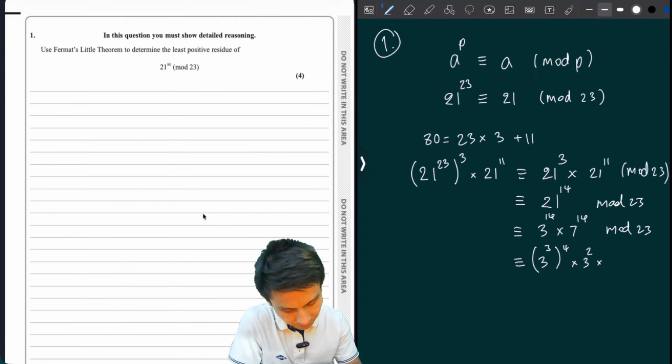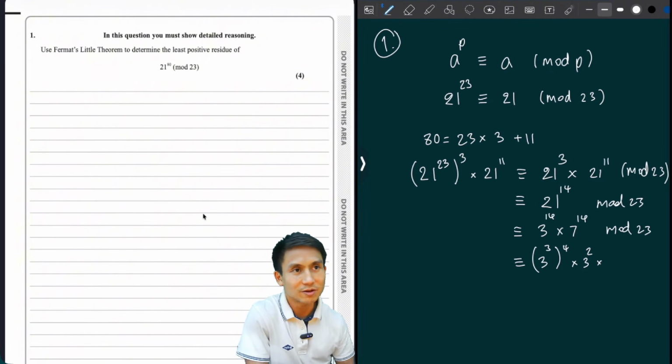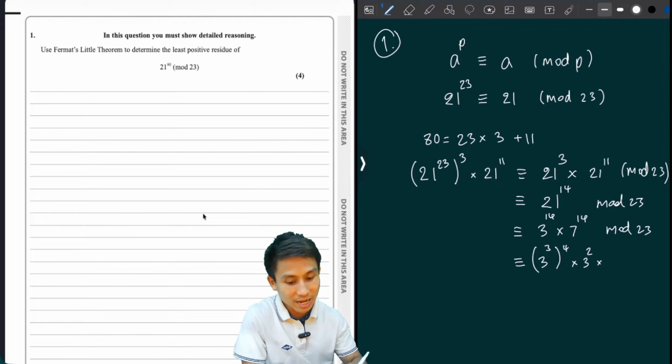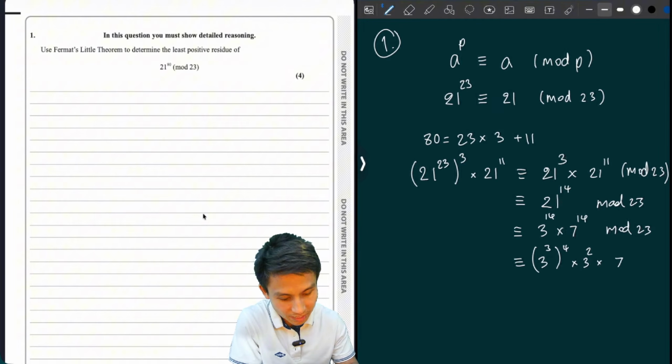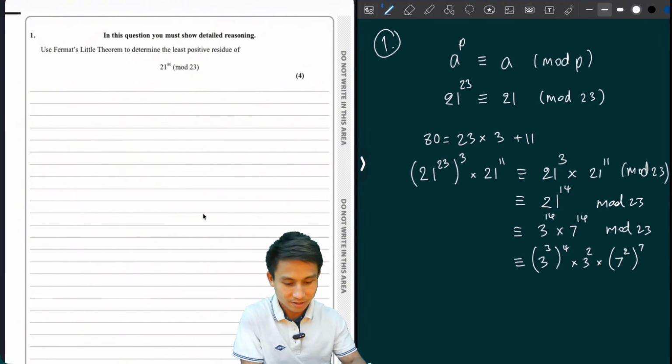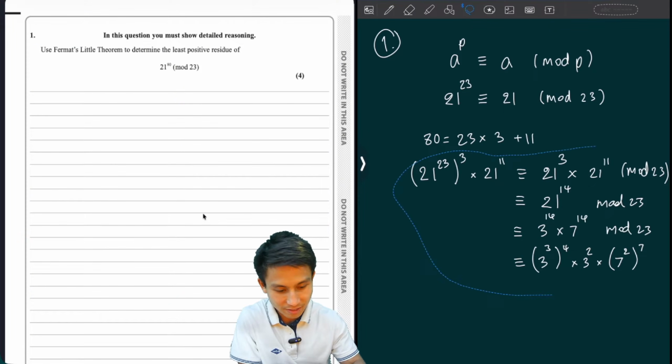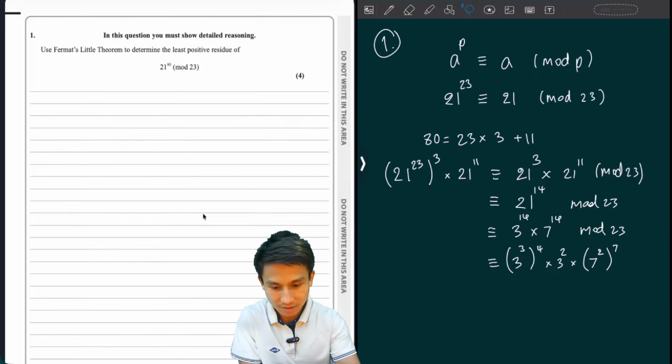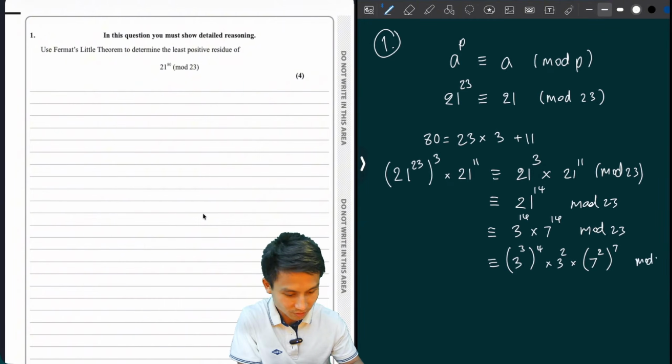And then, well, 7 to the 14, right? If we do 49, okay. So if we do 49 instead, so that's 7 squared and all to the power of 7. That's going to simplify the thing. So you will see what I mean here. Just bear with me. Don't forget to do mod 23 here because they're all equivalent there.